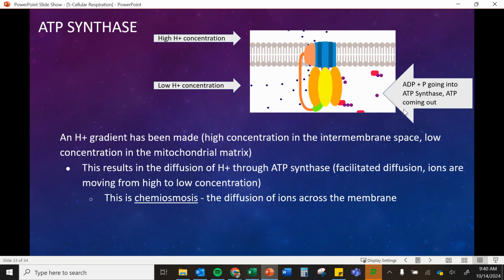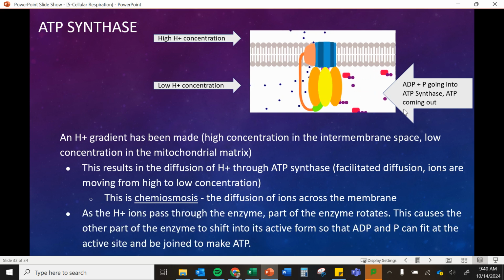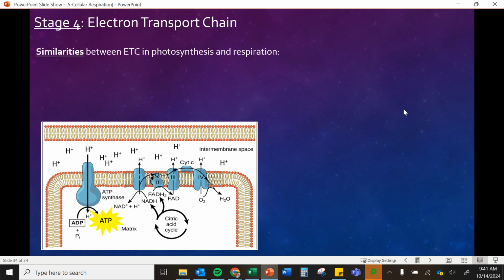Another word for this is chemiosmosis. So it's the diffusion of ions across a membrane. So as those ions pass through the enzyme, part of the enzyme actually physically rotates, and that causes one part of the enzyme to shift into its active form so that ADP and phosphate can fit, and then they're joined together. So it's like they're physically being smashed together. So that is our last step, the electron transport chain.